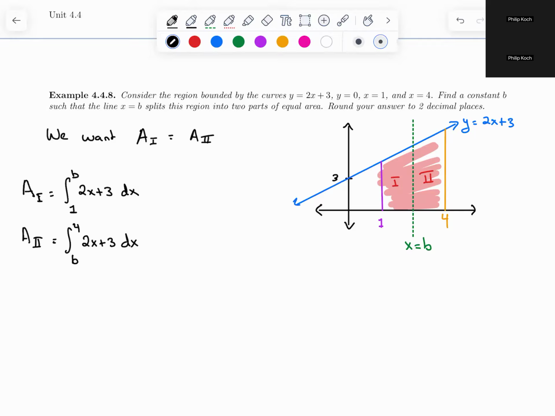So now we can compute it. Yes, b looks a little bit weird, but remember, b is just a fixed number, some number between 1 and 4. We don't know what it is. It could be a nice number. It could be an irrational number. We don't know. But we'll go ahead and compute these things.